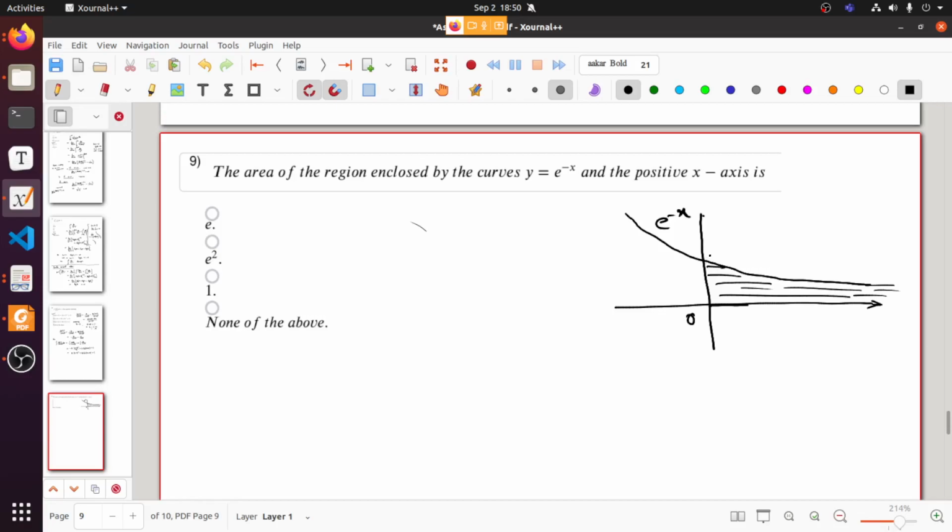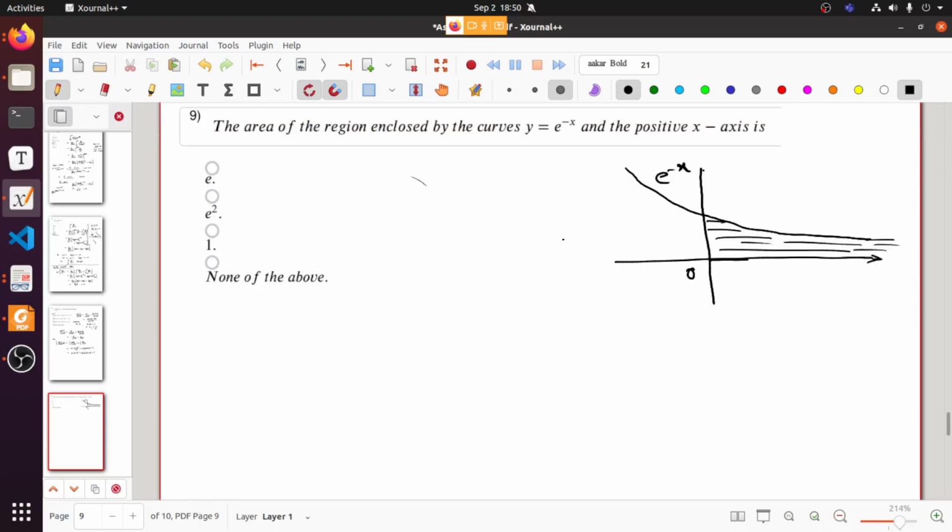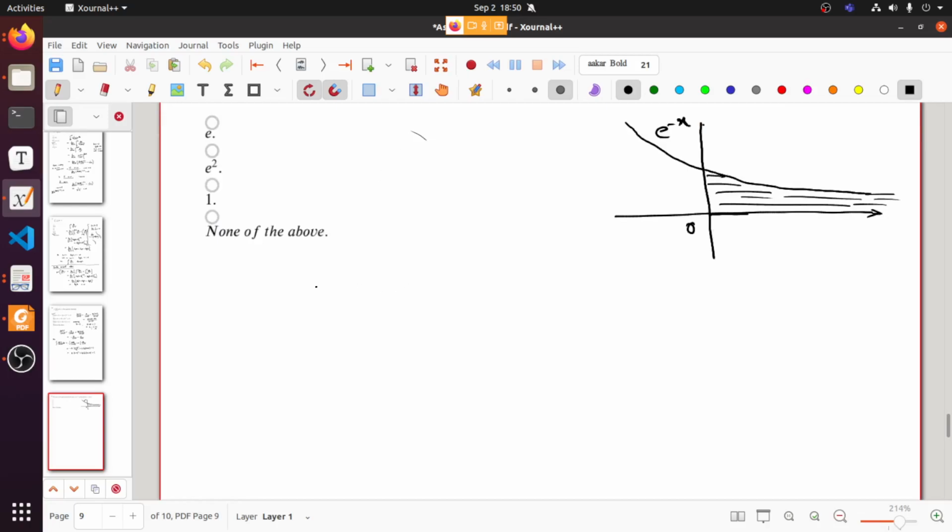So this is the area under the curve e to the power minus x. If you integrate this curve from 0 to infinity, you will get this area, because if you integrate any function, you will get the area under the curve, and this is exactly what we need. So you have to find the integration of this.